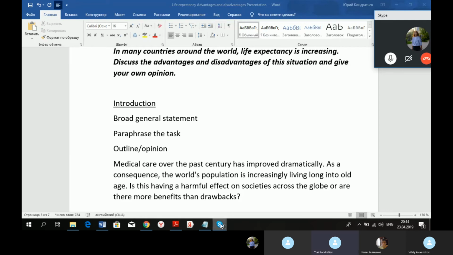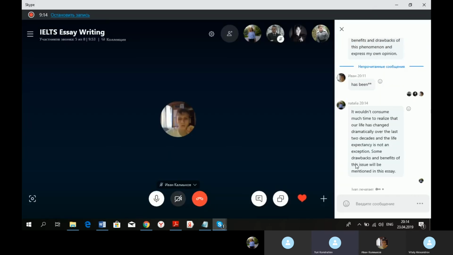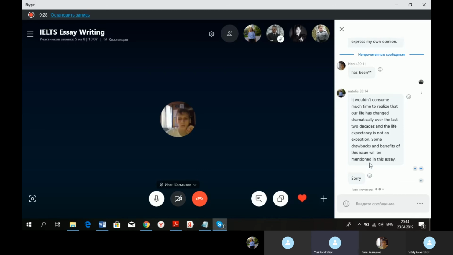All right, so now Natalia's variant. It wouldn't, so try not to use contractions, would not. You need to use formal or neutral style. So it would not consume much time to realize that our life has changed dramatically over the last 2 decades, and the life expectancy is not an exception. Okay, some drawbacks and benefits of this issue will be mentioned in this essay.